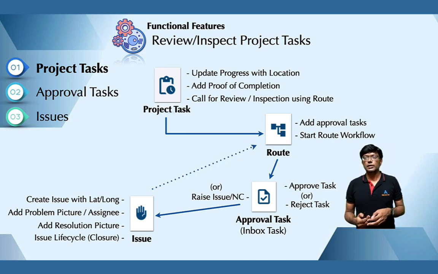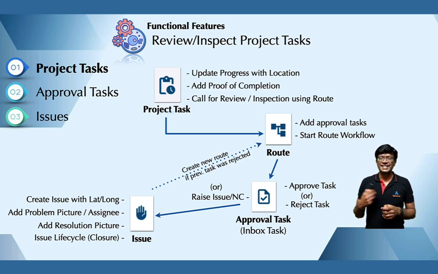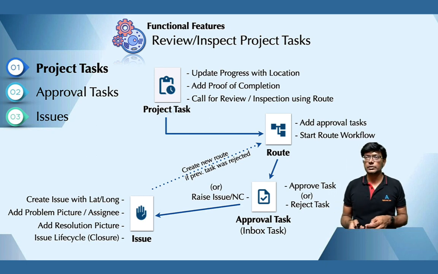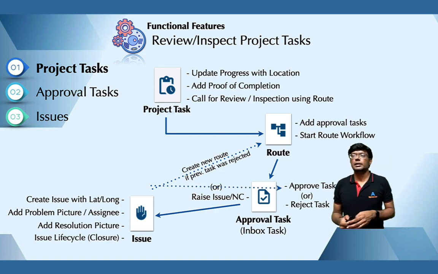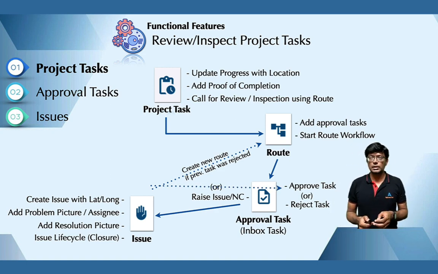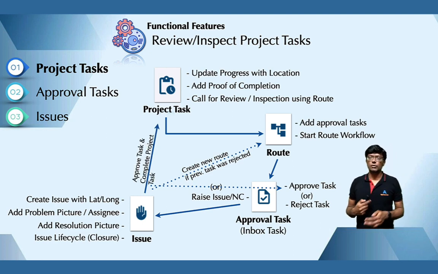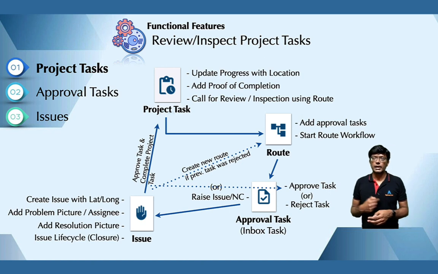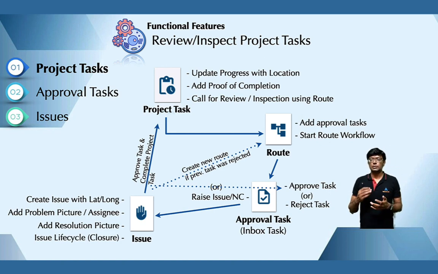So once the NC is completed, if you kept that approval task open, you can close that approval task, or you can restart the route or create the route again. A new route can be created. That's what is shown in the dotted lines. So it creates a new approval task and you approve that task. So that is one way. If you kept that task open without approving, just holding it for closing the NC, you can complete that task, which will in turn complete the project task. So that is how the whole cycle completes. So the cycle of project task, route, inbox task, and then issue creation and issue closure, all those things are done in this app itself.